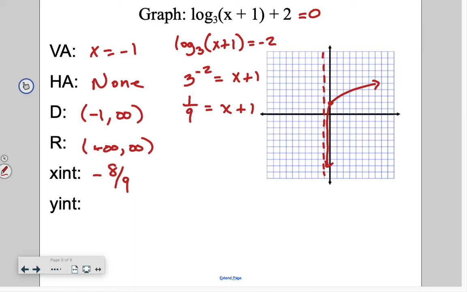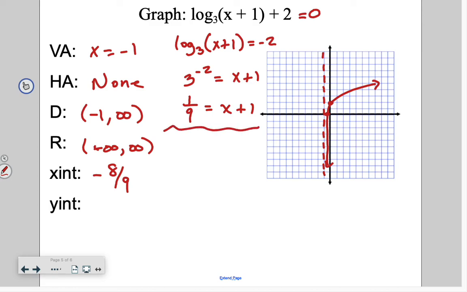1/9 minus 1. When you subtract the 1 over, we get negative 8/9. Okay. So, which is about right there on our graph. But in that case, you do actually have to set it equal to 0 and solve for x to find the x-intercept.